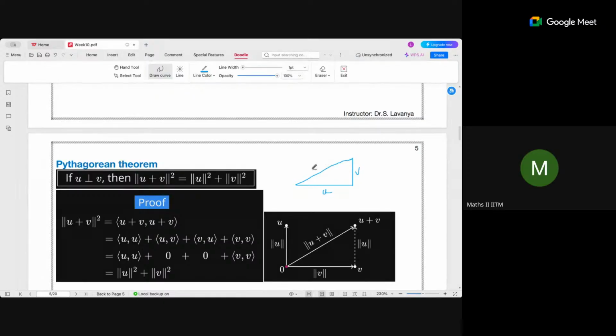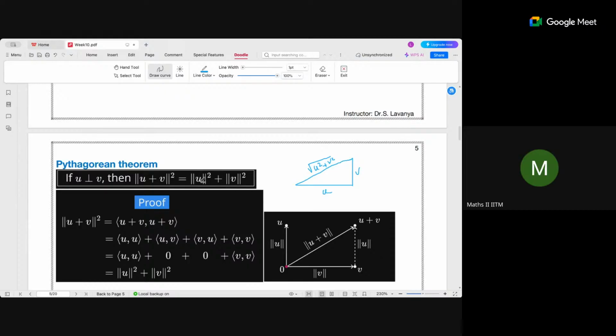Root of u square plus v square. Okay, so now suppose we take the square, then what happens? This is what you will get. The square of this term is simply u square plus v square. So the exact same thing is written here: norm of u plus v square is equal to norm u square plus norm v square.